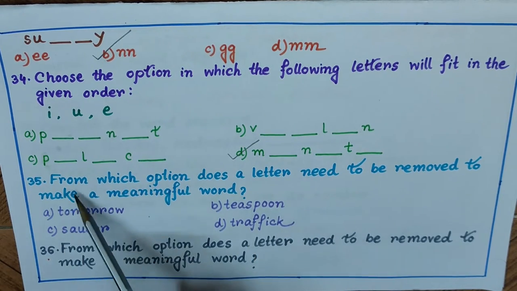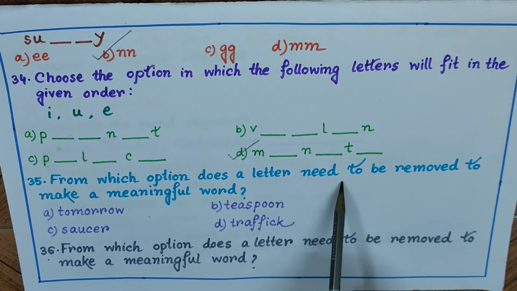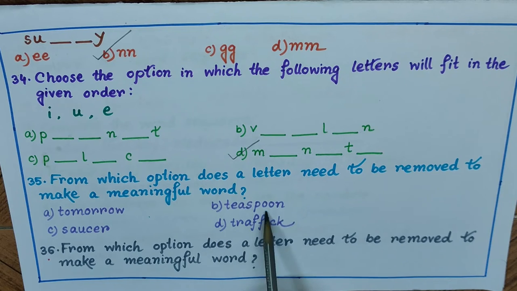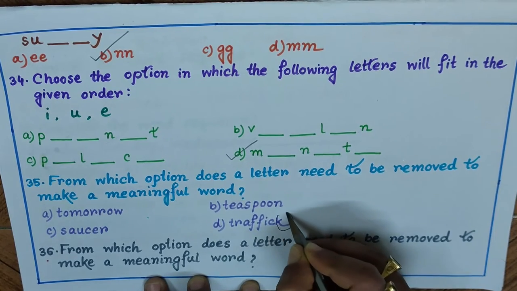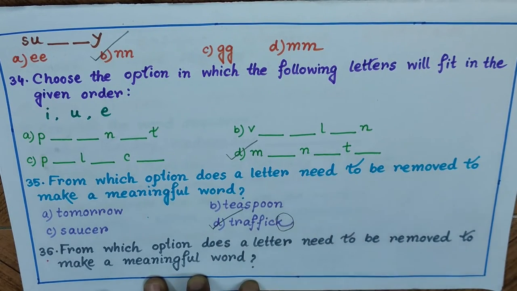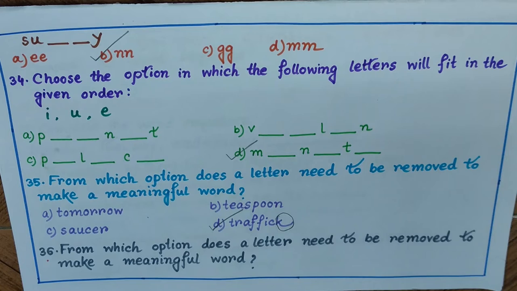Question 35. From which option does the letter need to be removed to make a meaningful word? A. Tomorrow, spelling is right. B. Teaspoon, spelling is right. C. Saucer, spelling is right. The traffic, in traffic, K is the extra letter. So this is the right answer for us. So option D is the right option for us.